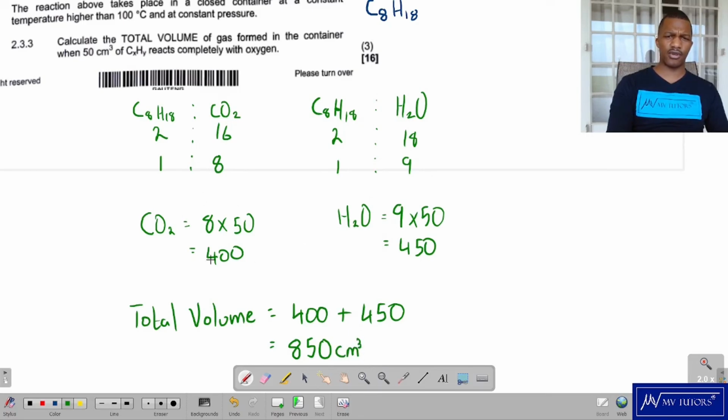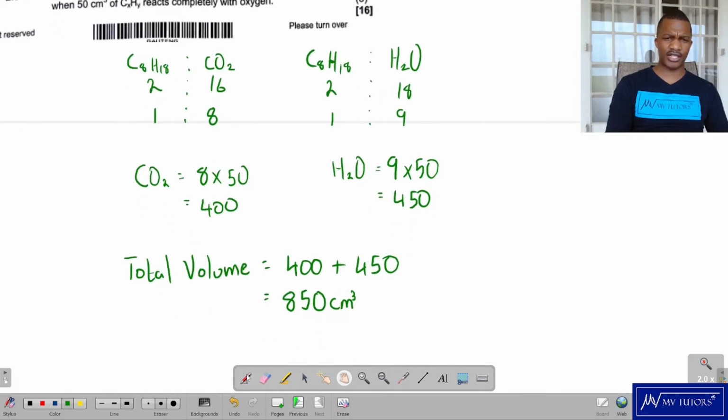Because it's the answer, you put your units, cm cubed. While working out, you don't need to put units, but at the end when you get your answer, always remember to put units. All right, that's it.